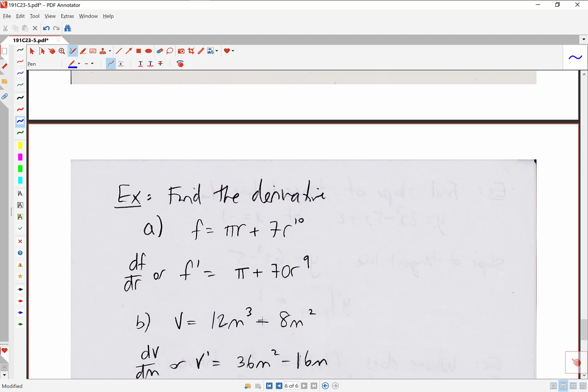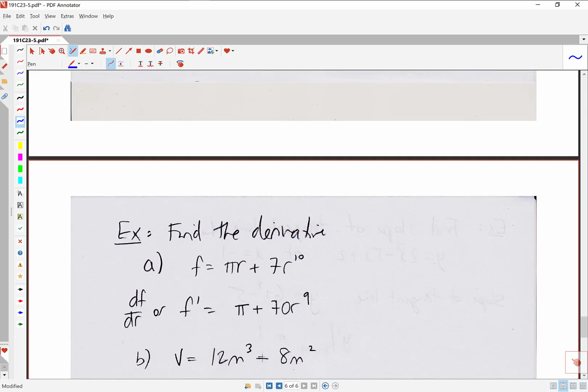So we're going to do a couple more examples here of finding the derivative. And in applications throughout physics and engineering, you're not always using the variable x. So one of the things we're going to get used to in this example is just working with different variable names. So let's look at part A here. We're given a function, it's called f, and f is equal to pi times r plus 7r to the 10.